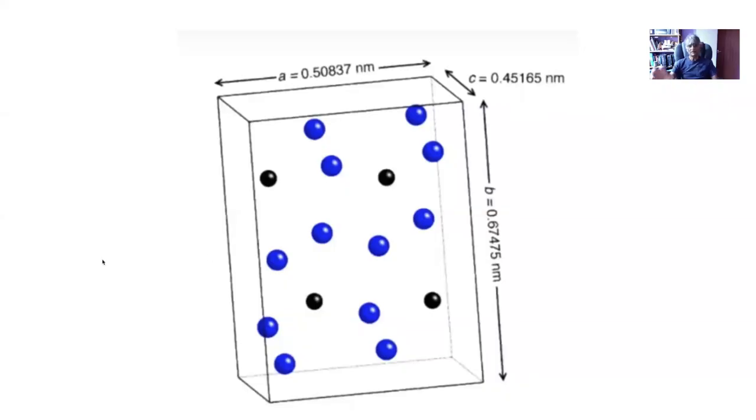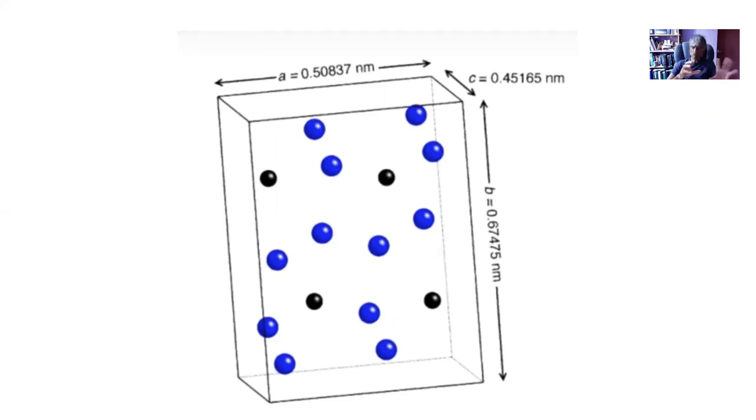So we consider next the symmetry of the cementite crystal structure. Cementite has the chemical formula Fe3C, and it has an orthorhombic unit cell. So all three edges are of different lengths, and all the angles between the unit cell edges are 90 degrees. This is the three-dimensional structure showing 12 iron atoms and four carbon atoms in the unit cell.